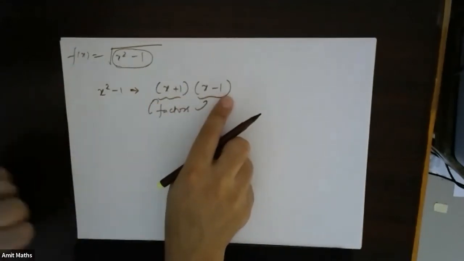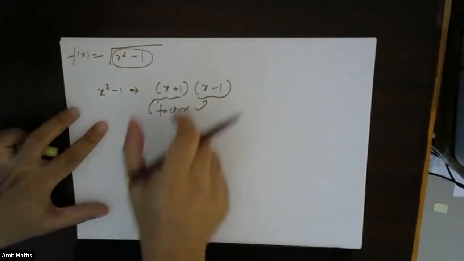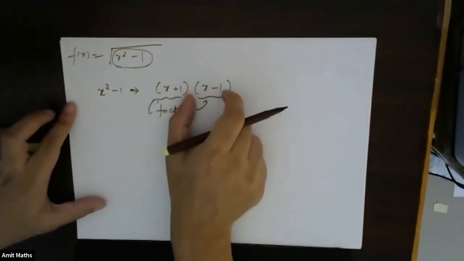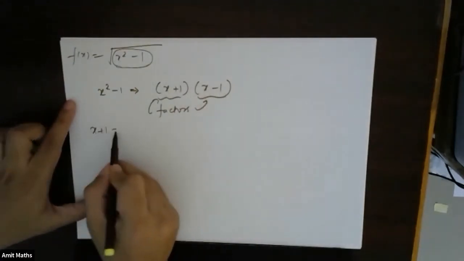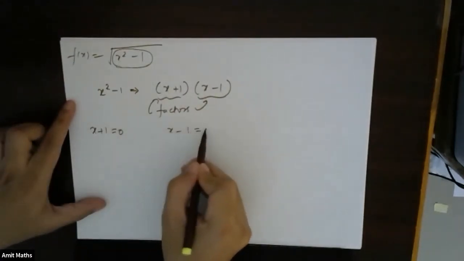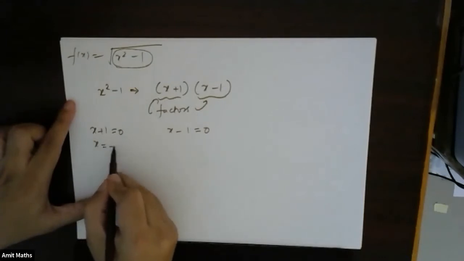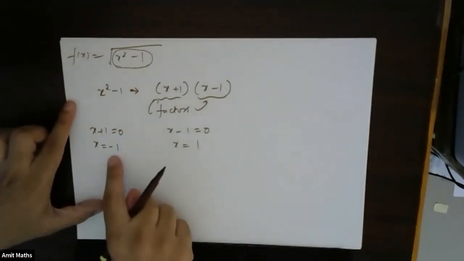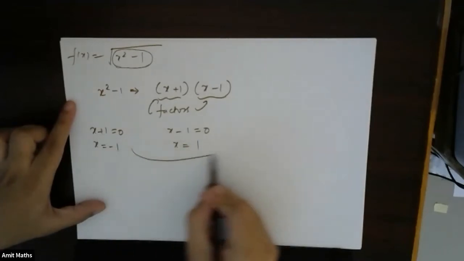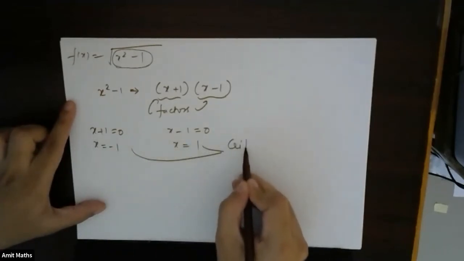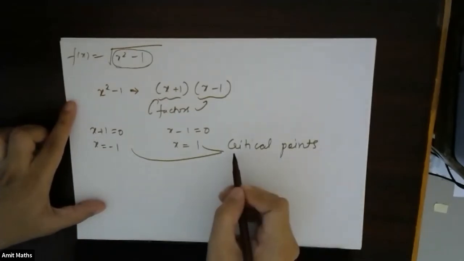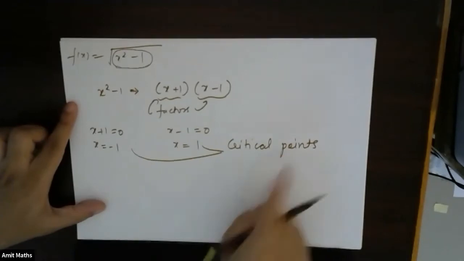Now I'll find the critical points. For critical points, I will equate each factor equal to 0. So x plus 1 equal to 0 and x minus 1 equal to 0. So from this I will get x is equal to minus 1, and from this I will get x is equal to 1. These are the two critical points of this function.